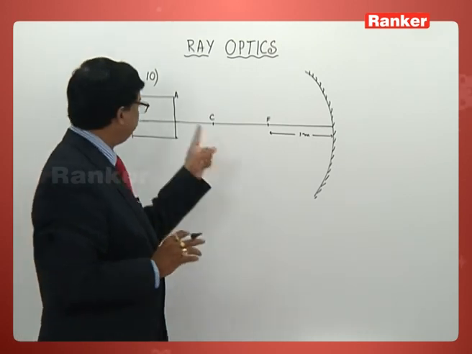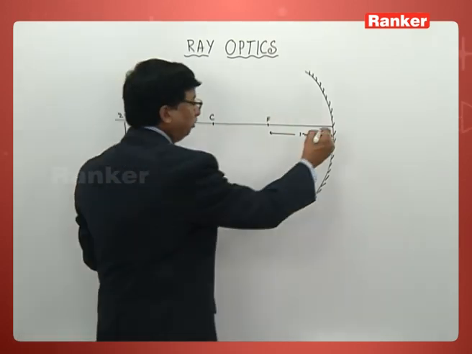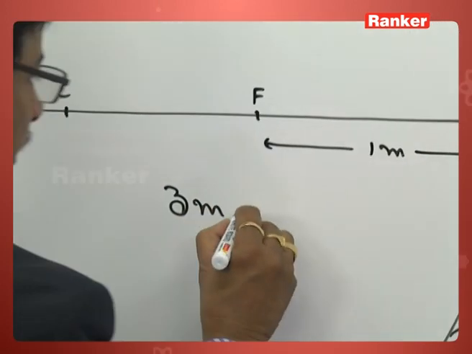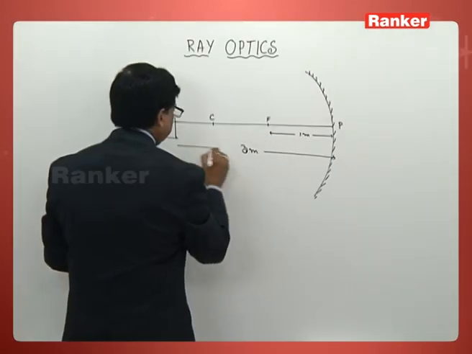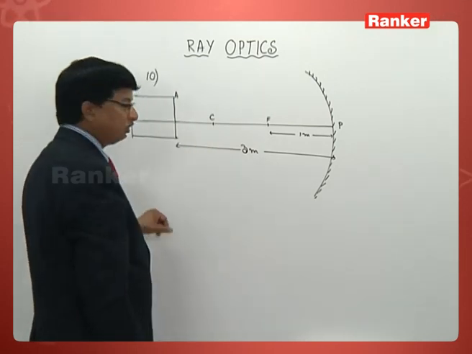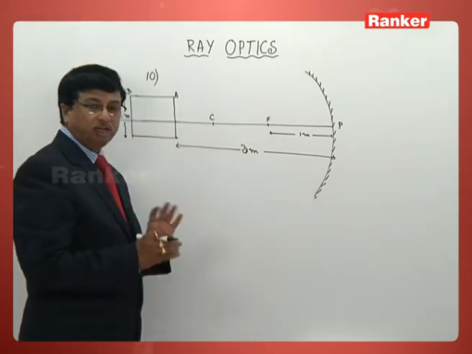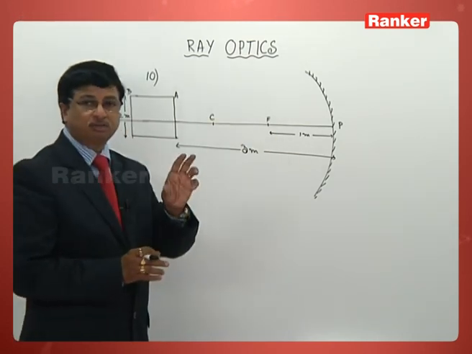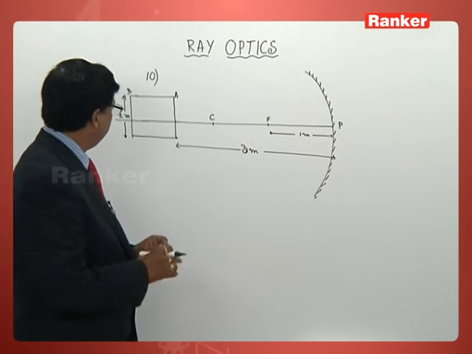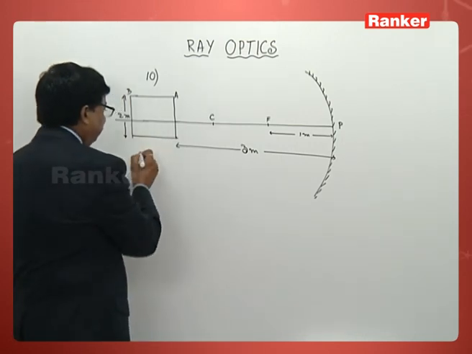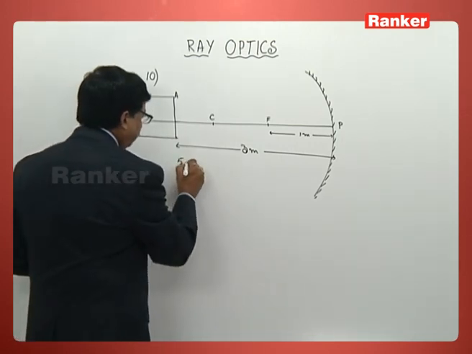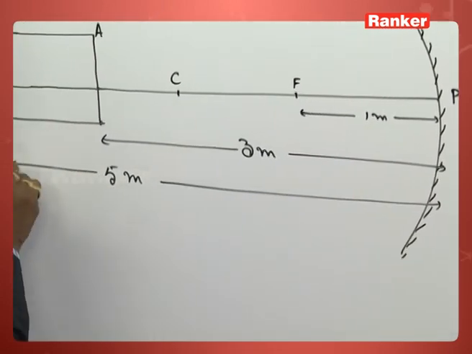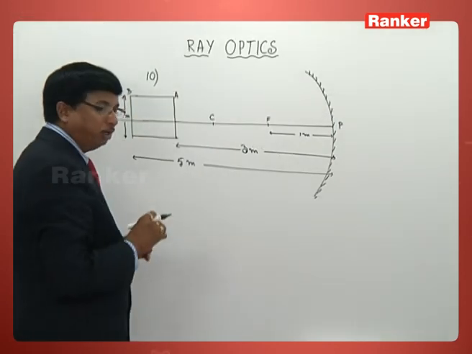Where is that first face located from the pole of the mirror? He said it is at a distance 3 meter like this. The first face of the cube is now located at a distance 3 meter from the mirror. That's the first thing he has mentioned. Since this side is going to be 2 meter, the distance to the second face of the cube will now be 5 meter as such.